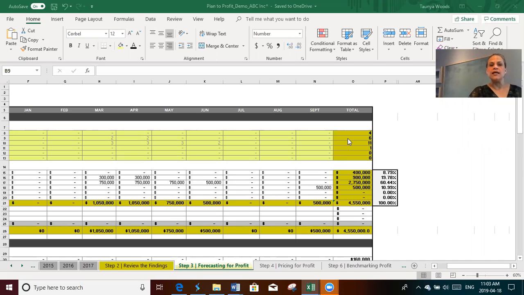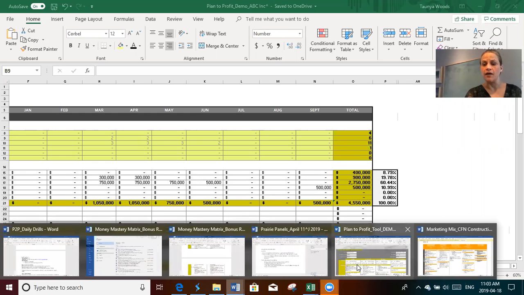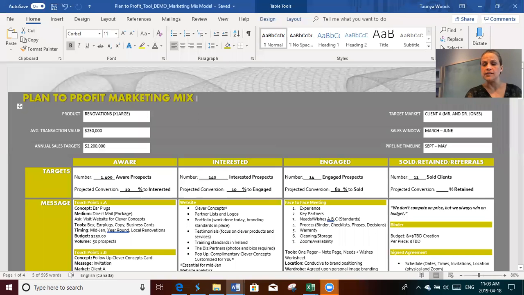Now, what you're going to do today, the tool that you are going to need is the template called the marketing mix, and it is in the P2P equipment room. You're going to find it there, and I am going to pull it up for you. And I have a completed one here for us to look at. So this is what it looks like. It's the plan to profit marketing mix.